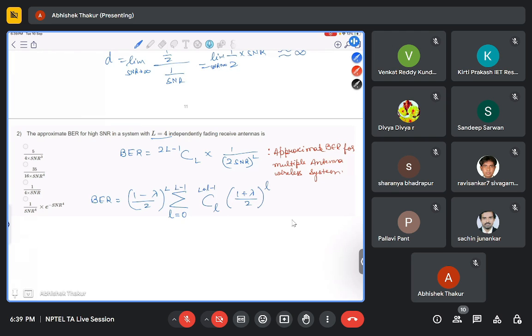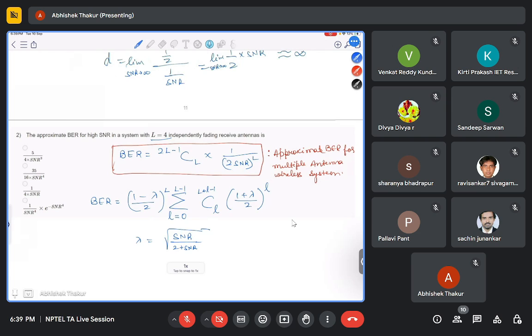In this, the value of lambda is equal to SNR by 2 plus SNR. So when we do the approximation, after you expand that formula given above, the final equation we get is for high SNR. So whenever the question is given for high SNR, we will use the approximate equation.